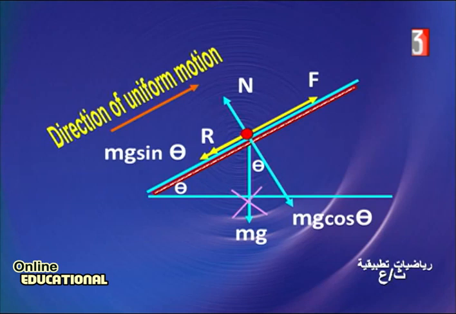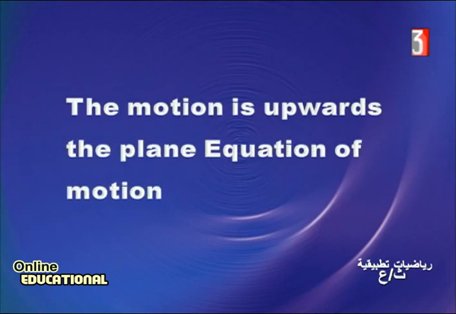Now the motion is upwards the plane, and the equation of motion is F equals R plus mg sine theta according to Newton's first law, because the body or the car moves with maximum velocity. Maximum velocity means the motion is uniform motion, and in this case the acceleration equals 0. Then the engine force F equals R plus mg sine theta.